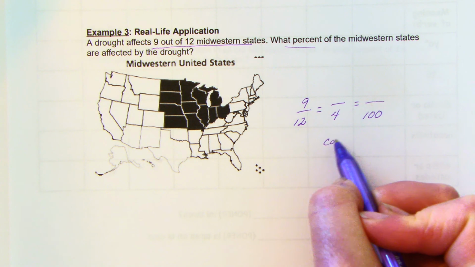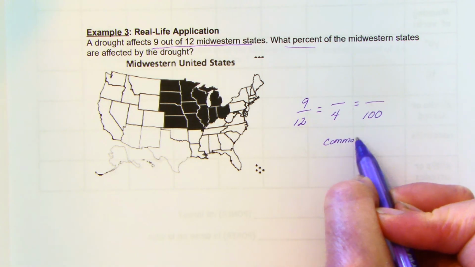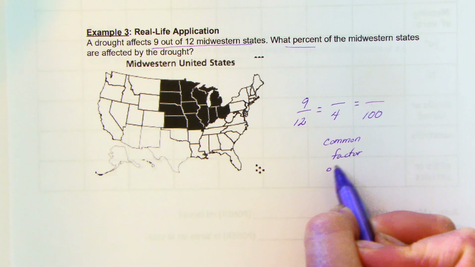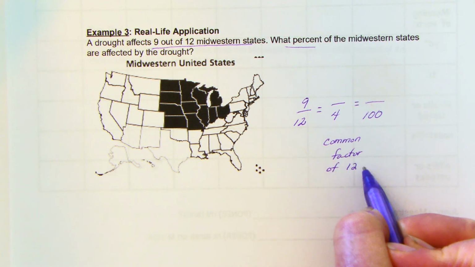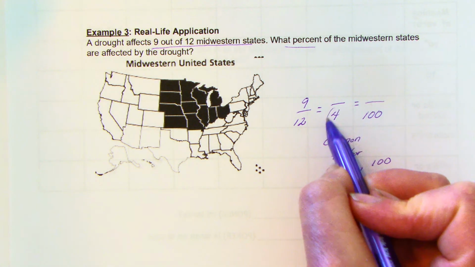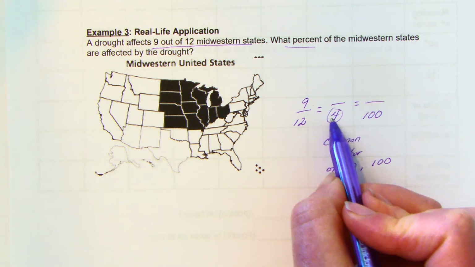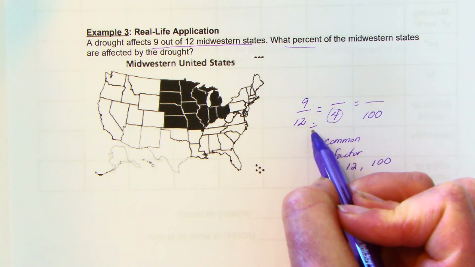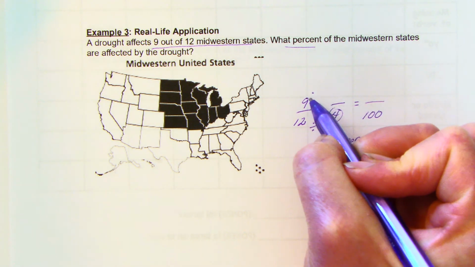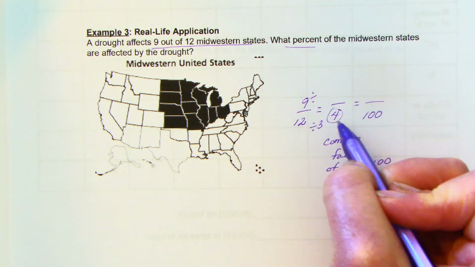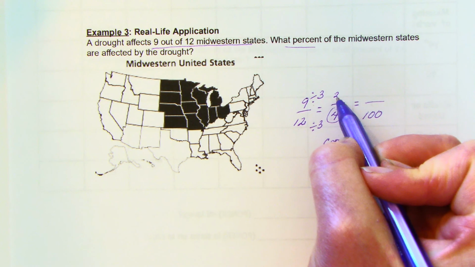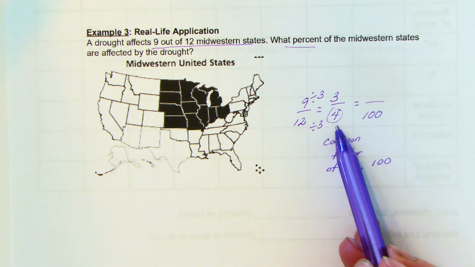I'll write you a note there. We're looking for a common factor of 12 and 100. All right, and we chose 4. Then to get from 12 to 4, I have to divide by 3. To get from 9, divided by 3 is 3. And now I have 3/4.